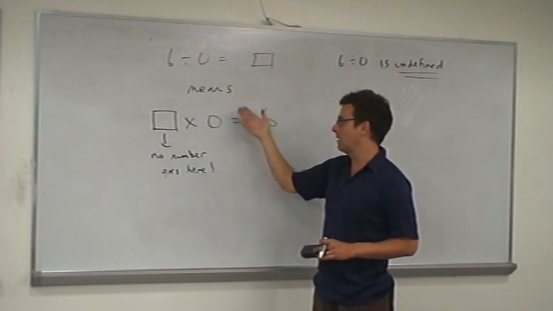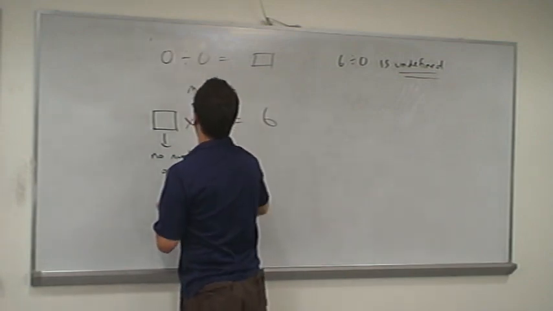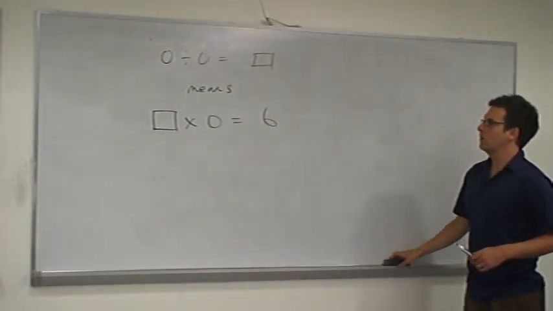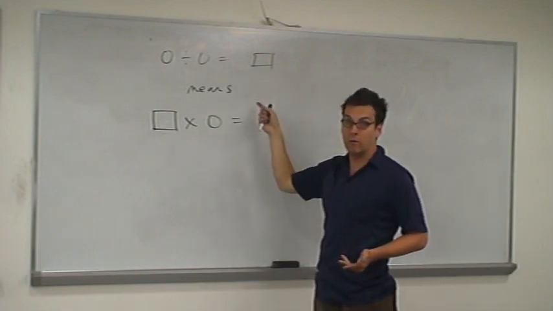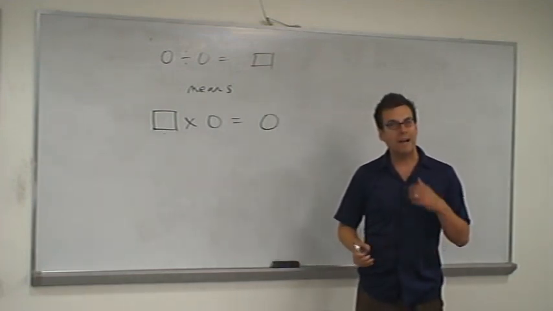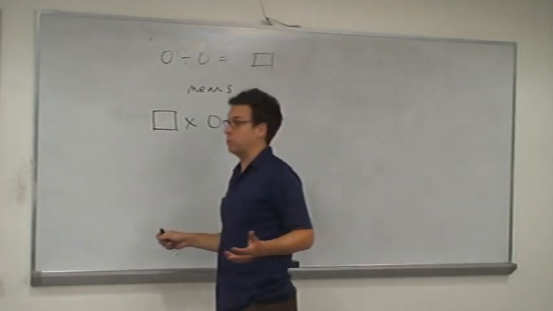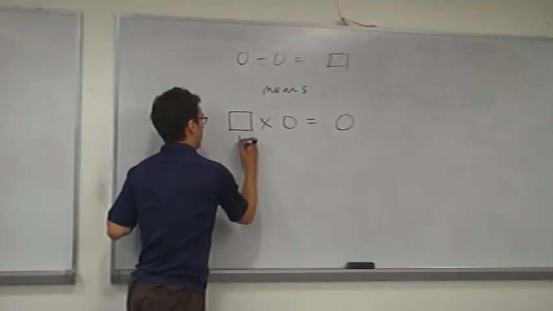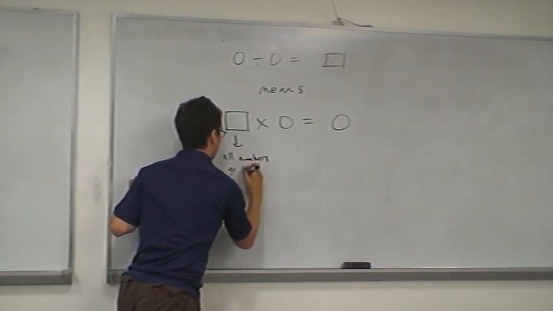One last issue you might be thinking of: well, with 6 divided by 0, you might be able to see pretty quickly why nothing fits in this blank. But what if I replace the 6 with a 0? What about 0 divided by 0? So again, using our definition of division, 0 divided by 0 equals blank means blank times 0 equals 0. And now we have the opposite problem. Instead of no number fitting in this blank, every single number fits in this blank. Anything you could put in here is going to satisfy this last equation. All numbers go here.